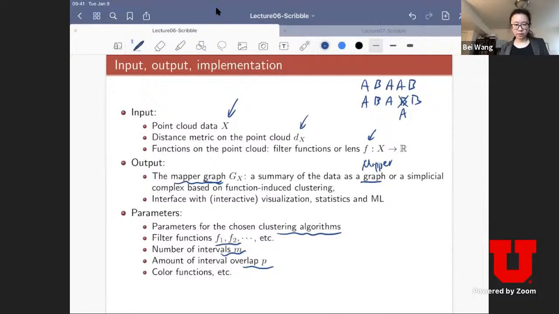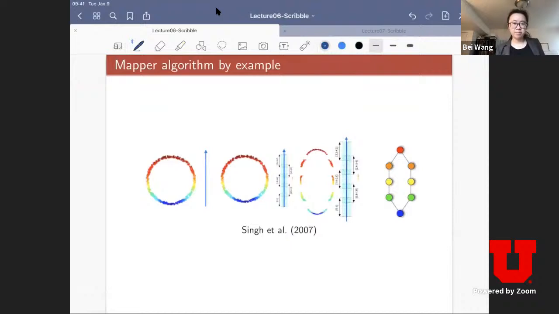Let's look at the most classic example of a mapper algorithm, which is I have a point cloud sampled from a circle. We have kind of seen this before, but let's go over this example more carefully. I have my point cloud X, and I have my height function on it. And the height goes from blue to red, from the lowest height to the highest height. And then in order to get a cover of this loop, I'm going to start from the range of the function. In this case, I'm going to choose 5 intervals, such that they cover this real line. And then the cover elements of my data are, let's say, U1, U2, U3, U4, U5.